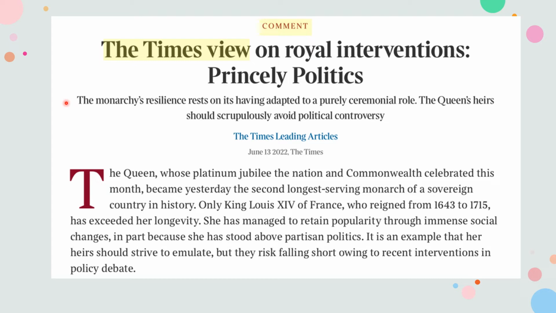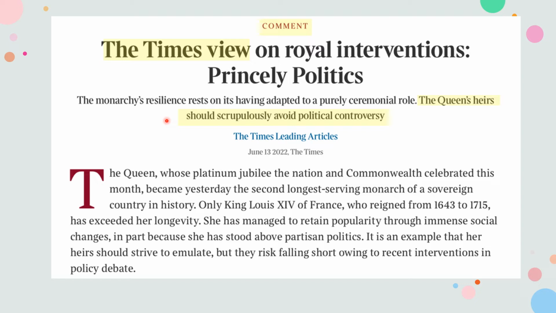Then we have our tagline: the monarchy's resilience rests on its having adapted to a purely ceremonial role. The Queen's heirs should scrupulously avoid political controversy. So we have a quite strong declarative statement here. Interesting use of the modal verb should though. It shows strength but also still conveys that this is an opinion rather than a fact. So that might be something I choose to comment on.